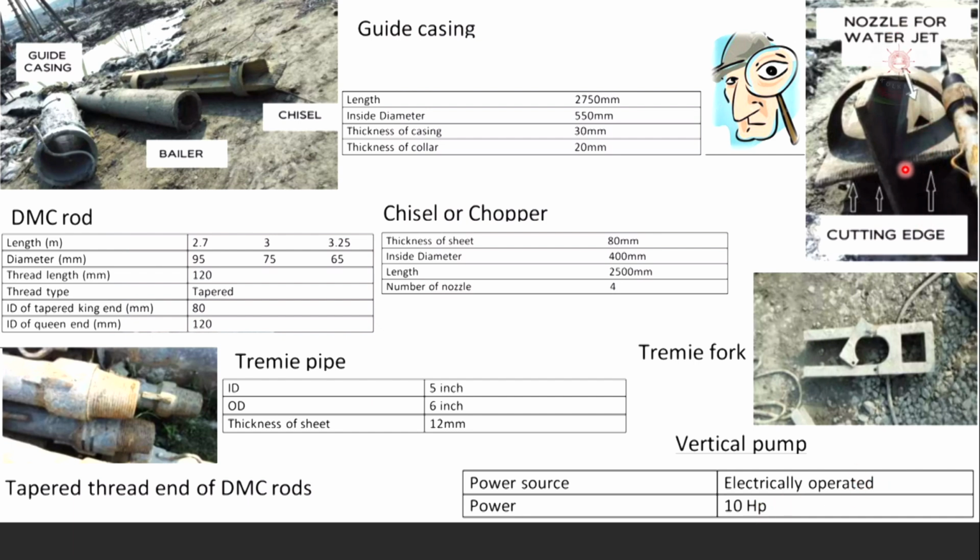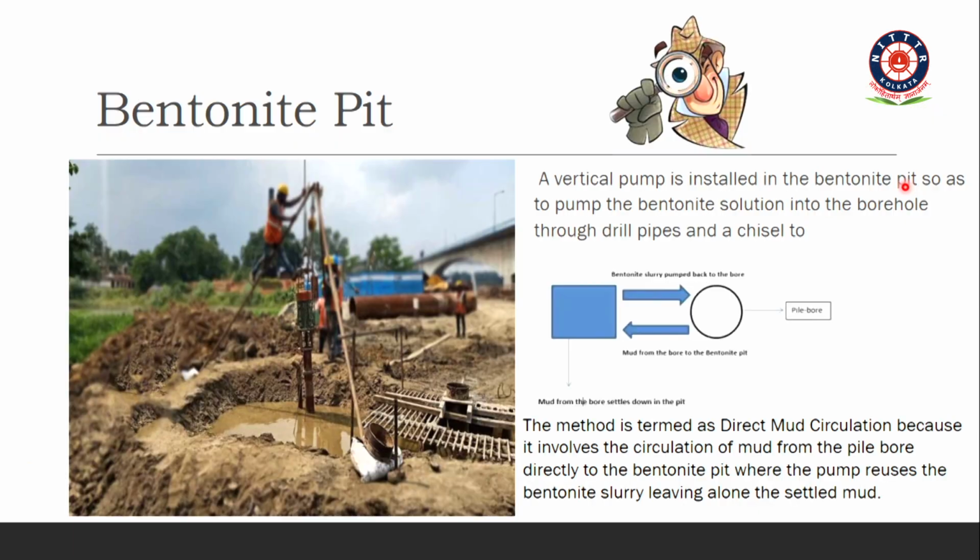This is where the bentonite as well as water will come. It will be circulating in this. The water will come and also the bentonite when your boring activity is in progress. So before going to understand the pile procedure, we have understood the equipment.